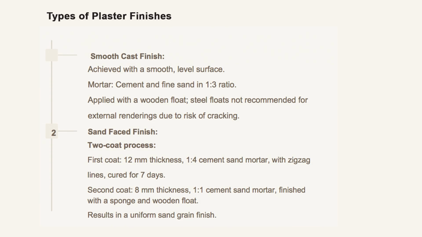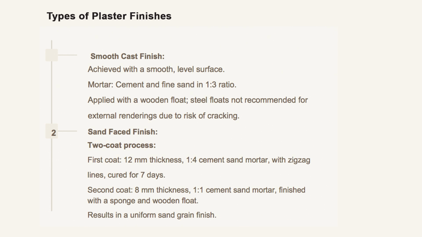First up, we have the smooth cast finish. This method yields a sleek, level surface using a cement and fine sand mix, typically in the ratio of 1:3. Applied with a wooden float, this finish avoids using steel floats for exterior application to prevent potential cracking and creasing over time.